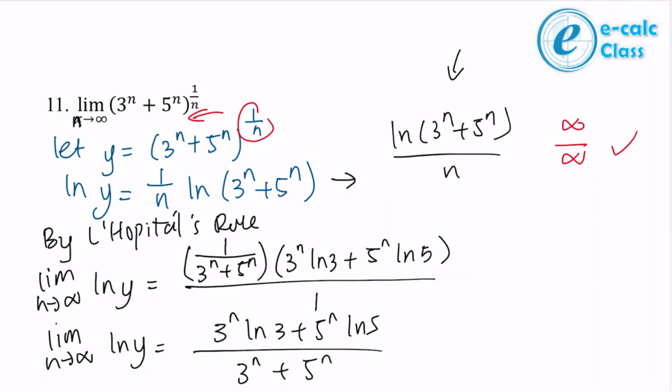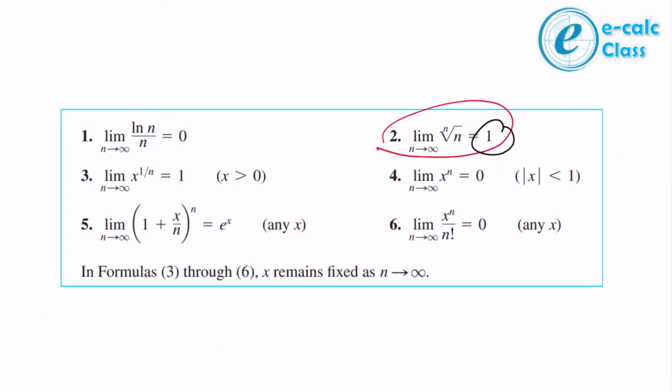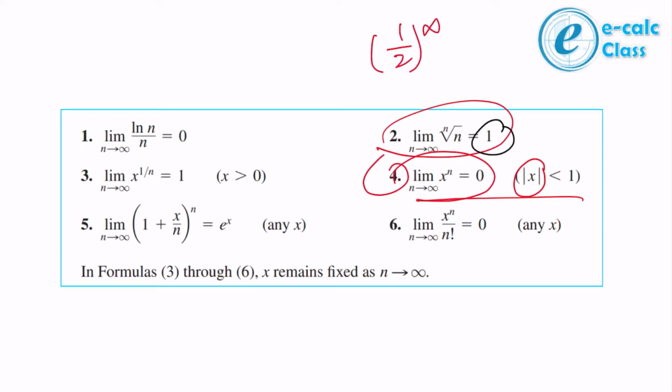So you know that you need to get rid of something, which is either 3 to the n or 5 to the n. Which one should you take? Let me give you some hint here. You look at theorem number 4 in the table. If the absolute value of x is smaller than 1, then the limit of x to the n will be 0. So 1 over 2 to the infinity is 1 over infinity, you know that this is 0, right? But it is not 0 if it is 2 over 1. It will just be infinity.